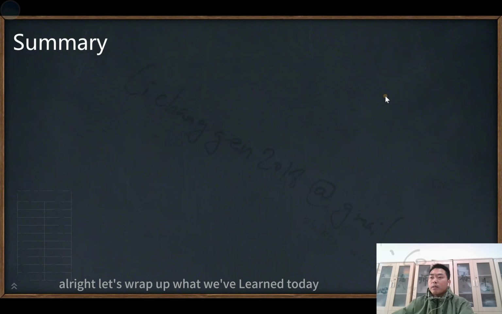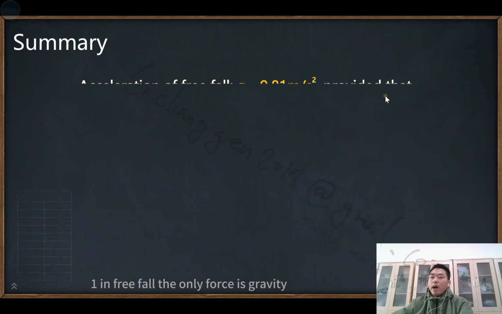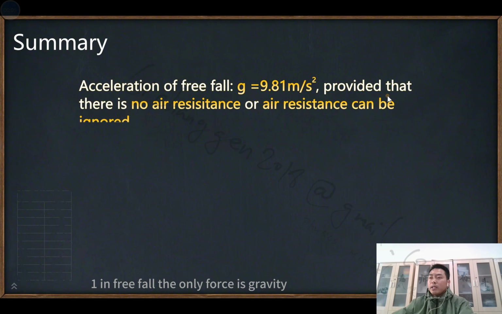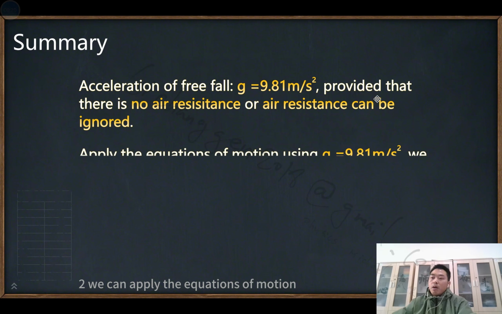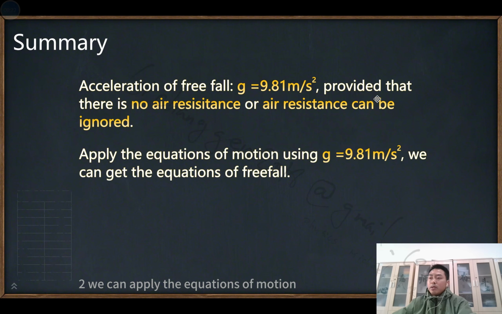Alright, let's wrap up what we learned today. One, in free fall, the only force is gravity. The acceleration due to gravity is 9.81 meters per second squared, and it always acts vertically down near the Earth's surface. Free fall means we can ignore air resistance. Two, we can apply the equations of motion using g equals 9.81. That gives us all the equations we need for objects in free fall.